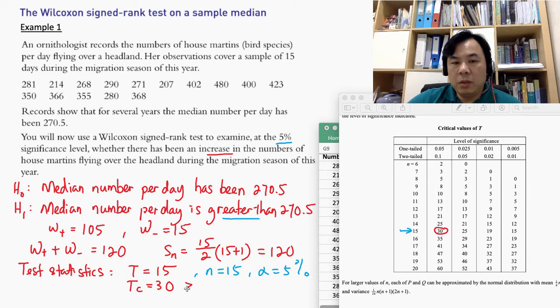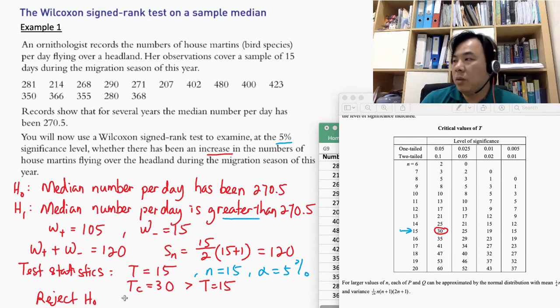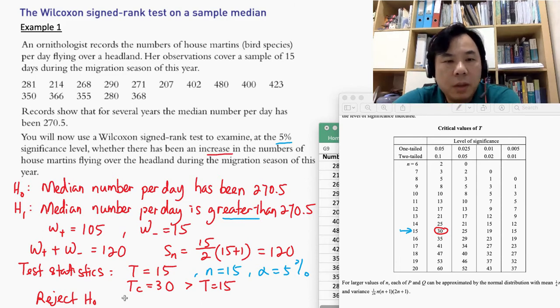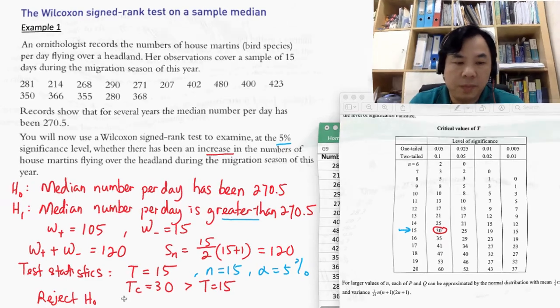And then we know that this critical value is much greater than the test statistic. Therefore, we have sufficient evidence to reject H null. Rejecting H null means that the median number of house martins per day flying over the headland has increased, and it's greater than 270.5. All right, it's the same conclusion that we obtained by using the sign test. I hope that is clear at this point. We're going to move on to the second example shortly.